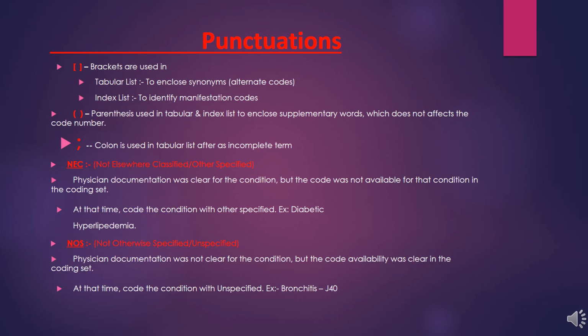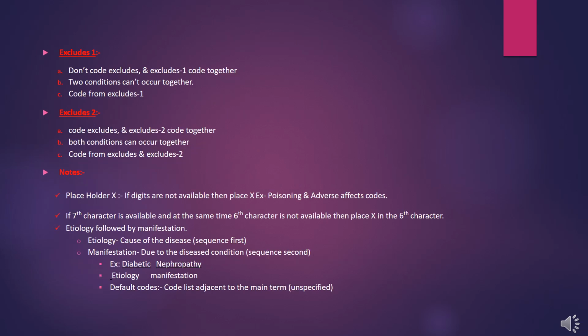For example, bronchitis, J40. Excludes1: don't code excludes1 and the excluding code together. Two conditions can't occur together. Excludes2: code from excludes2, code together. Both conditions can occur together. Placeholder X: if digits are not available, then place X.